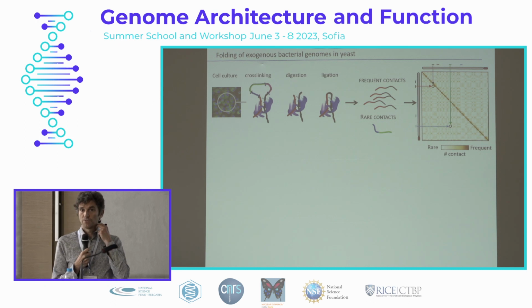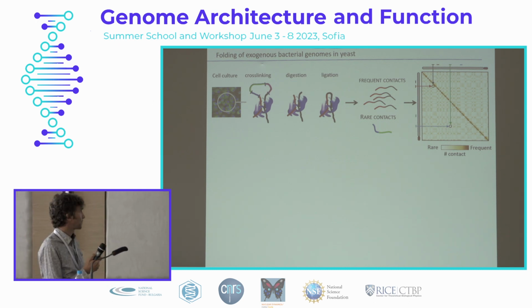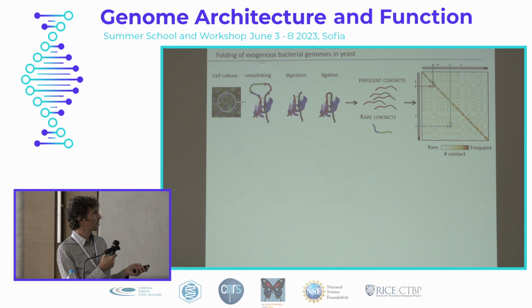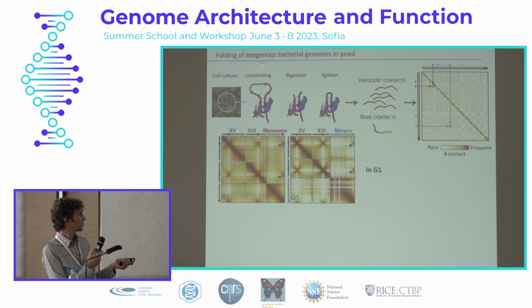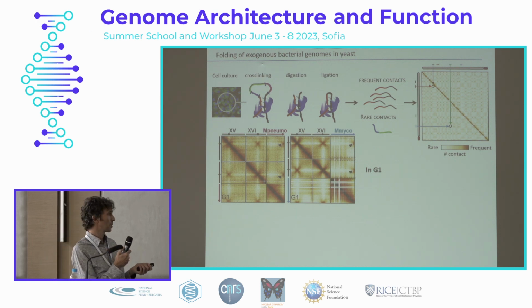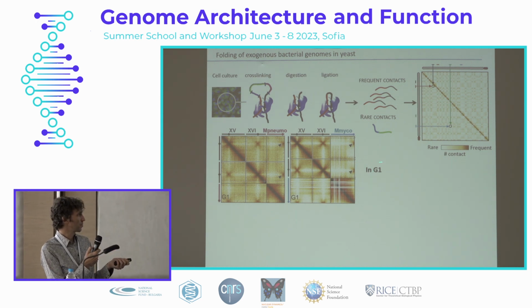So then we looked at the folding of these genomes. So we did a Hi-C experiment. I won't describe the technique, of course. And these are just chromosome 15 and chromosome 16 on the Mycoplasma pneumoniae genome in the Hi-C map. These strains are synchronized in G1, which you can do quite easily in budding yeast. And this is a strain containing the Mycoplasma pneumoniae genome, and this is a strain containing the Mycoplasma mycoides genome.